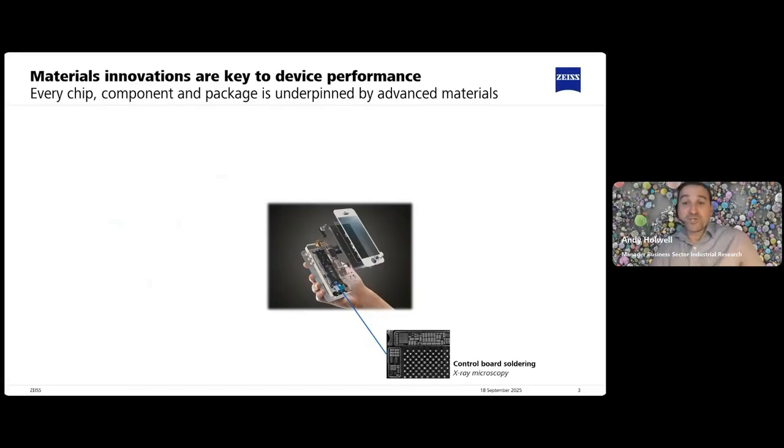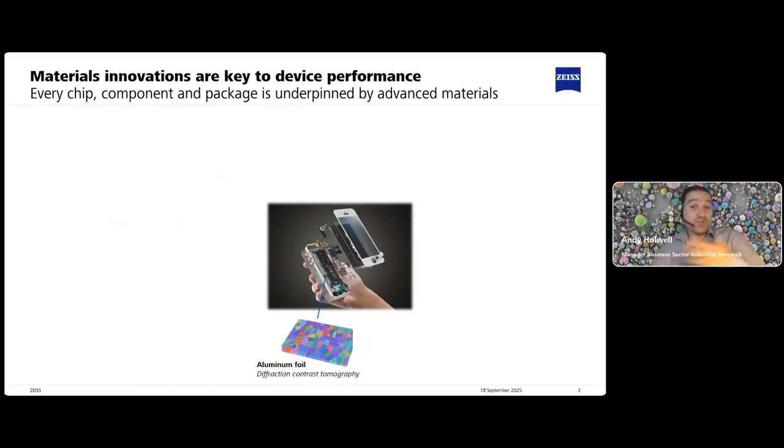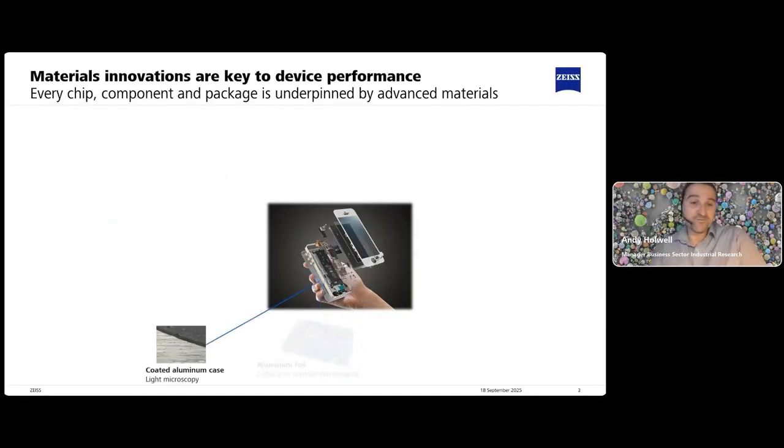You might be looking at the solder in the control board. So this is from a non-destructive X-ray scan within the device. You could look at the foils and the other layers and the metallic foils. There's plenty of metallic foils in electronic devices. Here we've used diffraction contrast tomography to look at the grain structure non-destructively. Aluminum case, here we have some section of light microscopy and the coatings.